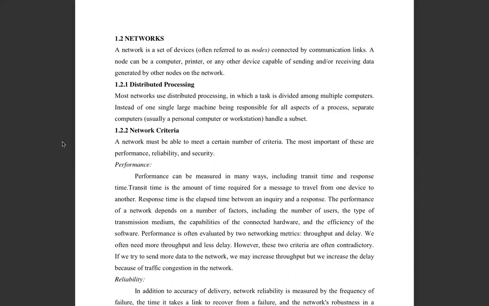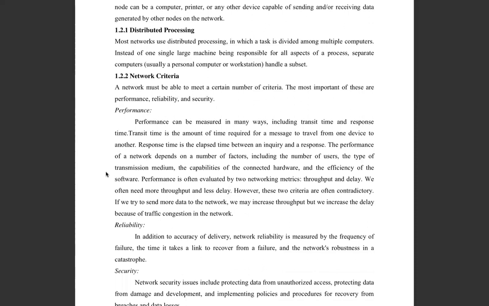Now, what criteria must a network be able to meet to be considered a good network? We are going to look at the three most important criteria a network must at least possess to be considered a good network. 1, the performance. 2, reliability. And 3, security of the network.